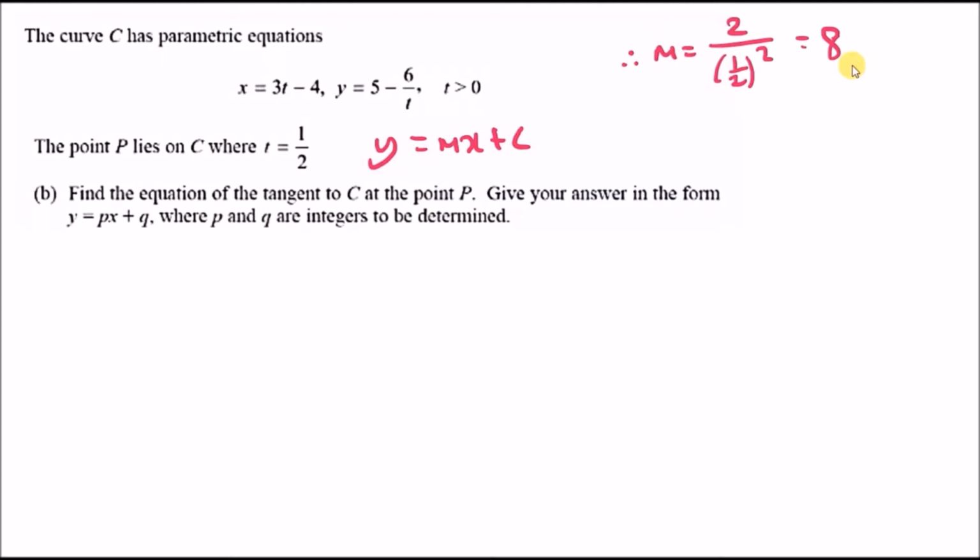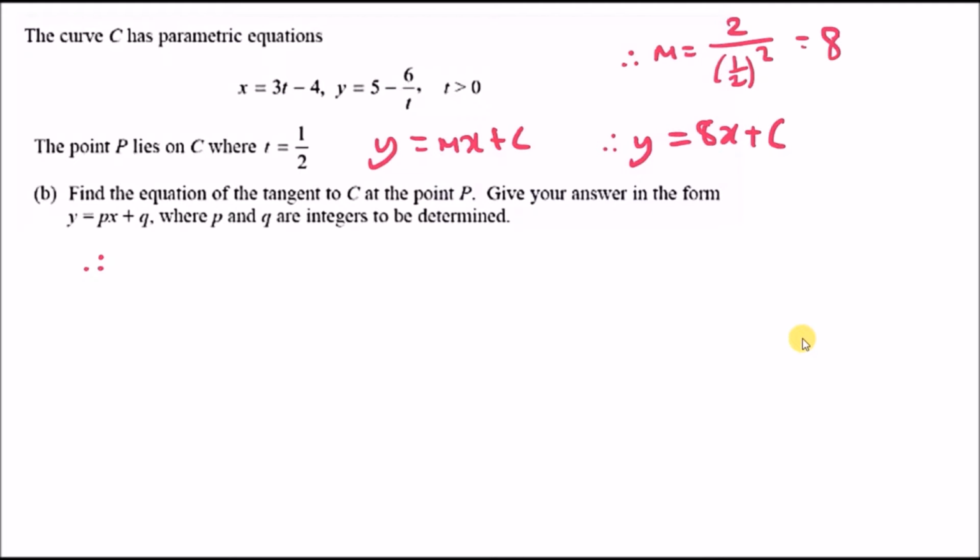Now, this is the easy part. So now our equation is y equals 8x plus c. So now we just need to find the x and y coordinates to get c. And since we know the point P lies on C where t is half, we can plug in the value of half for t and then get our x and y coordinates.